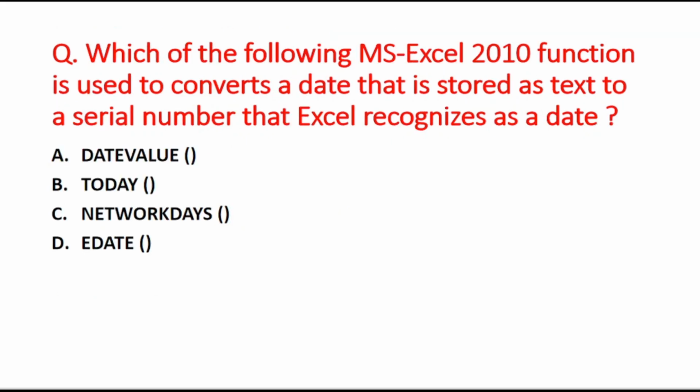Next is, which of the following MS Excel 2010 function is used to convert a date that is stored as a text to a serial number that Excel recognizes as a date? A option is date value, B option is today function, C option is network days, and D option is eDate function. So the answer for that is the option A, the right answer, that is date value function.